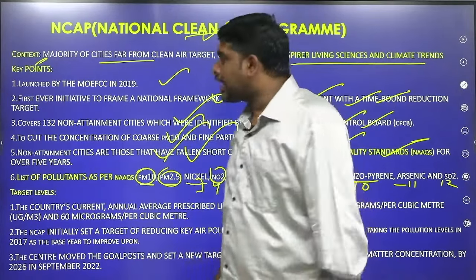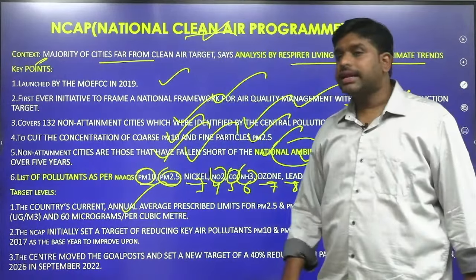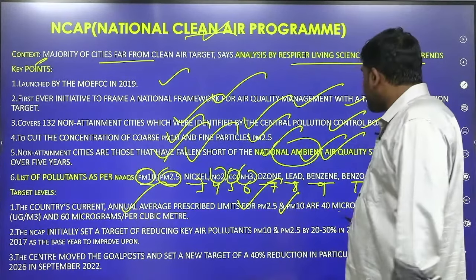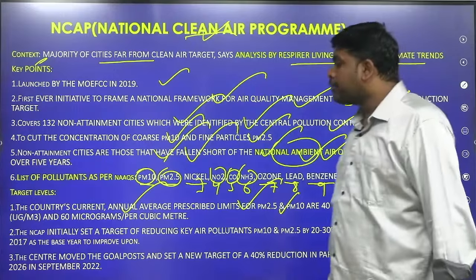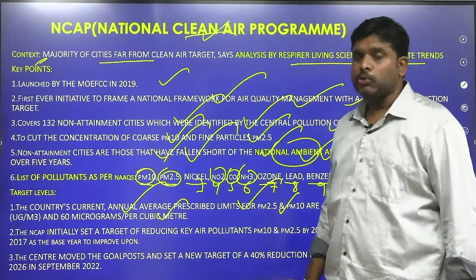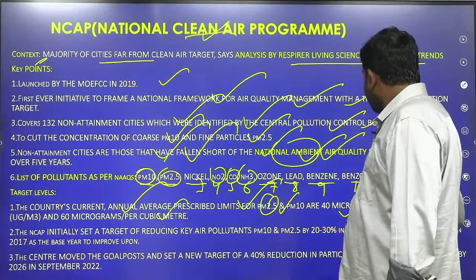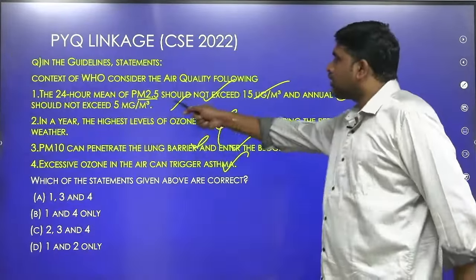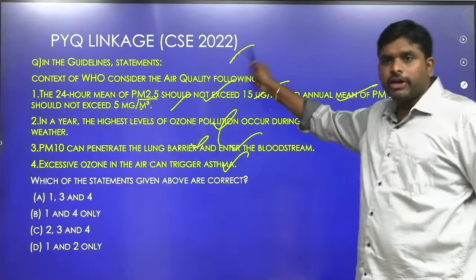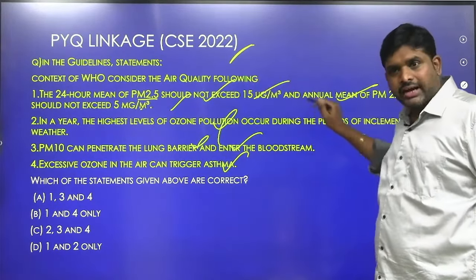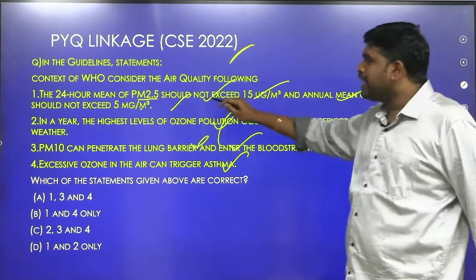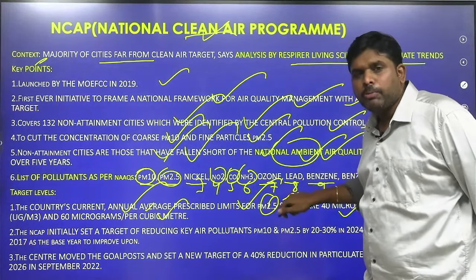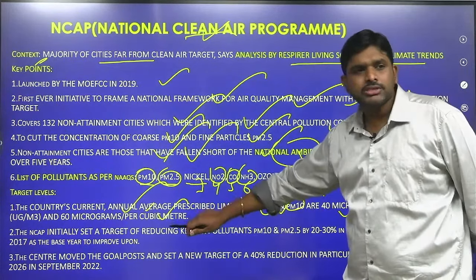So, what are the targets fixed? The country's current annual average prescribed limits for PM2.5 and PM10 are 40 micrograms per cubic meter and 60 micrograms per cubic meter. That means for PM2.5 it is 40, for PM10 it is 60. Is there a target of 2022? A 2020 target? Whatever it is, this much should not be exceeded. Hence, we have to remember it. So, PM2.5 how much? 40. PM10 how much? What are the units?